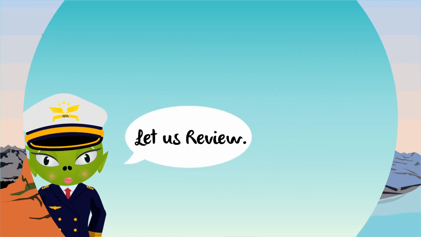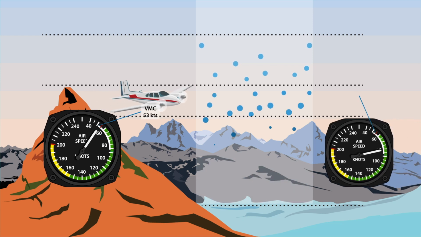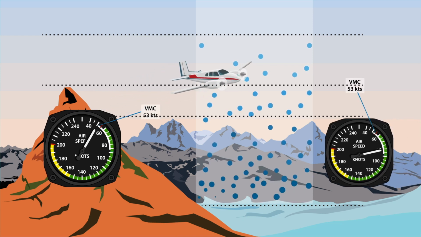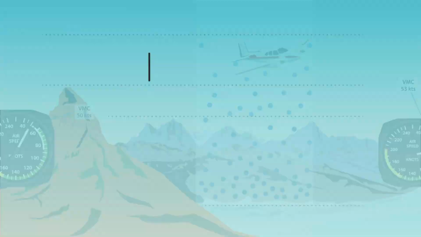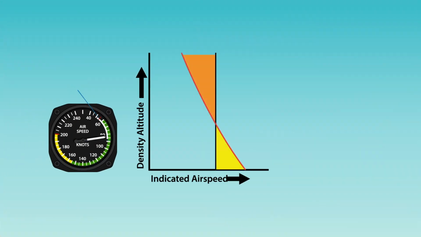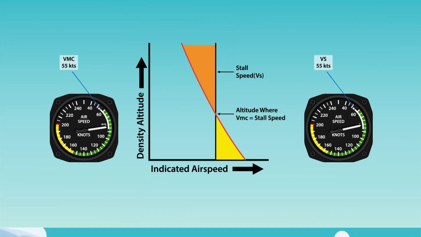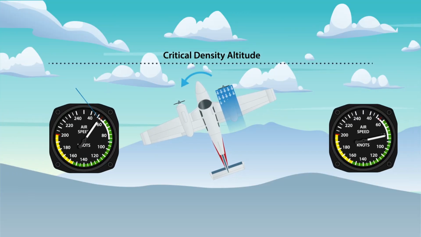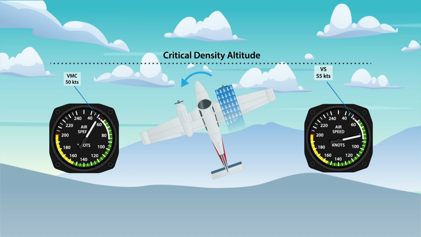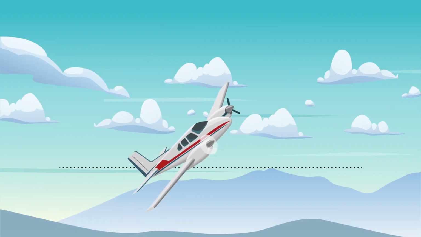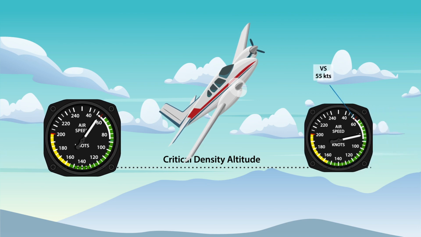Let us review. VMC decreases as density altitude increases, while VS remains constant. The density altitude where VMC is the same as VS is known as the critical density altitude. Aircraft flying slower than VMC below the critical density altitude will yaw before a stall. Aircraft flying slower than VMC above the critical density altitude will stall before the yaw occurs.